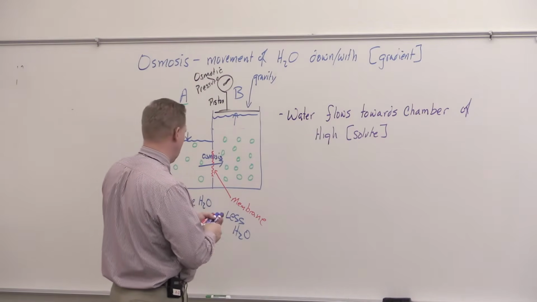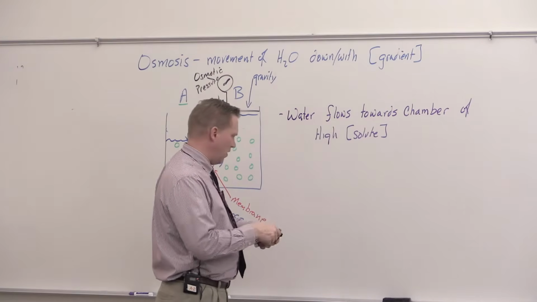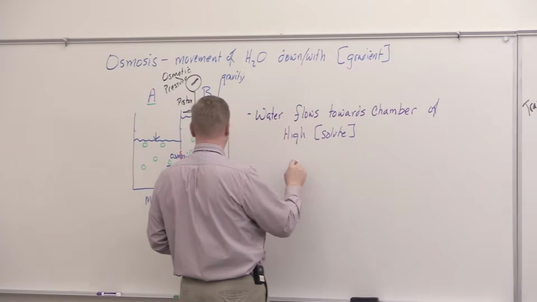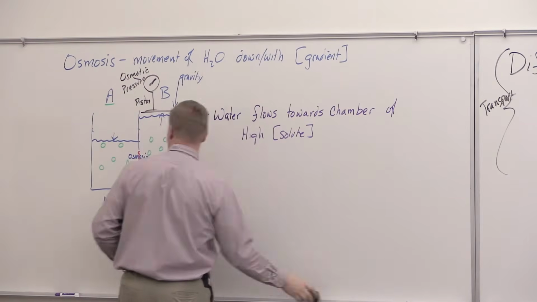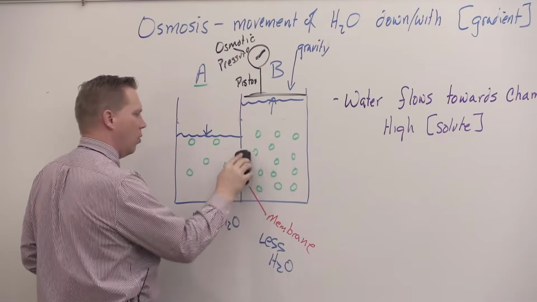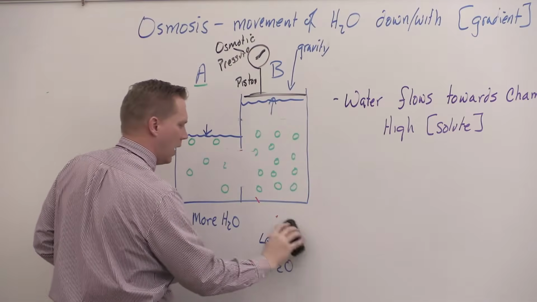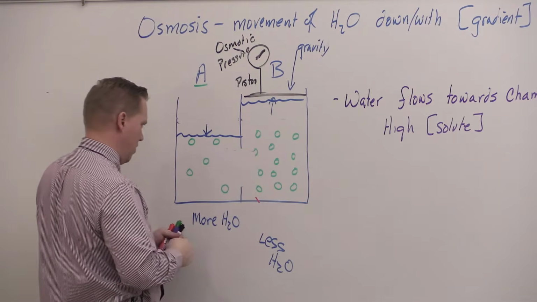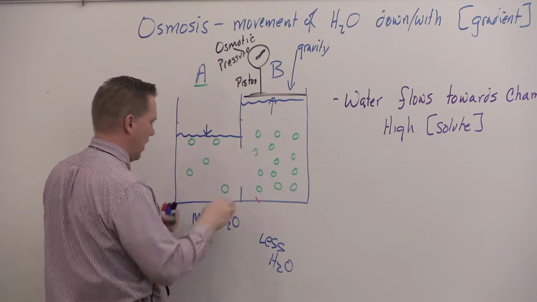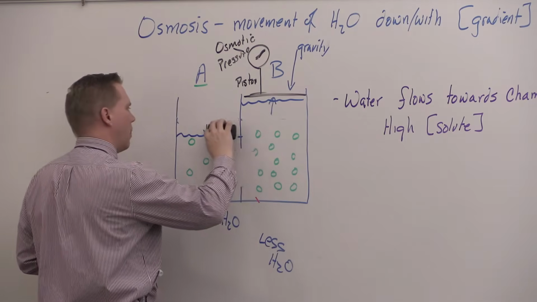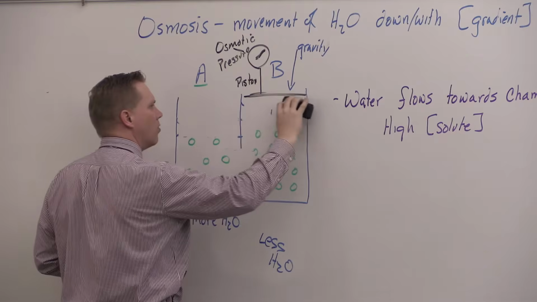Now, let me change one other feature. So let's come over here. And I'm going to erase this model. I'm going to draw up a new model. I'm going to change my chambers. I'm going to leave all the green dots exactly the same. Let's put our levels of water back up so that they're equal also.